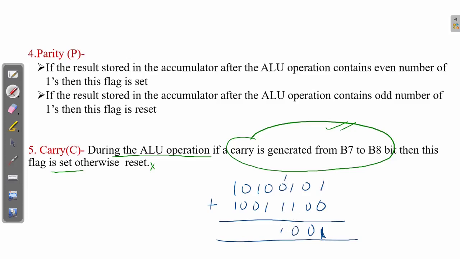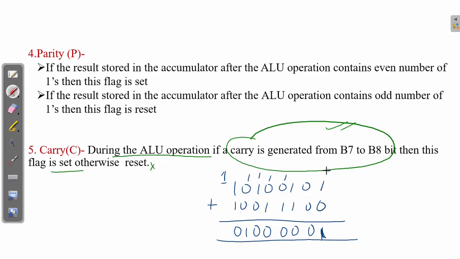Then this will give me 0 here, again I'll get a carry. 1 plus 1 will give me 0, again a carry. 1 plus 1 is 0, there is a carry. Here I'll get 1, and this 1 and 1 will give me 0, and there will be a carry here. Yes or no?